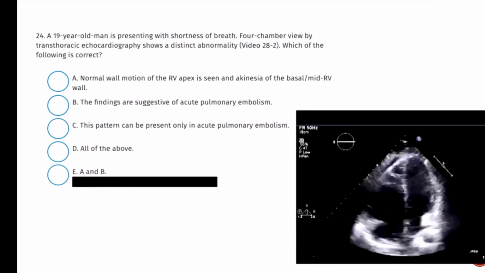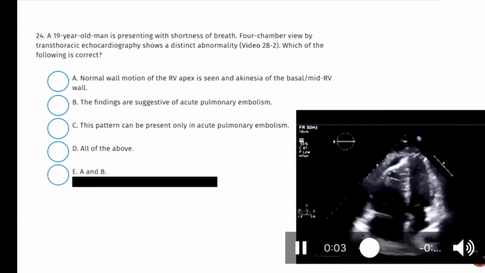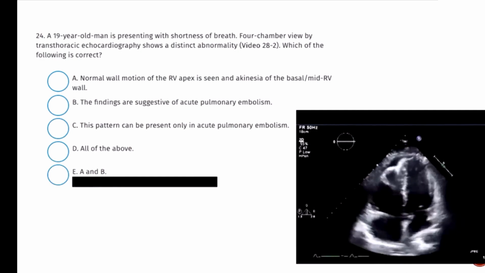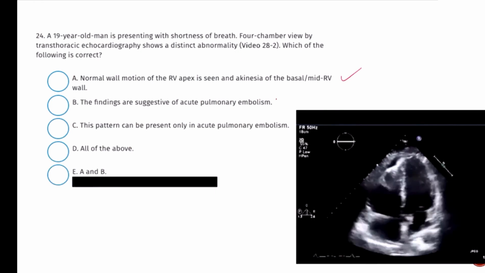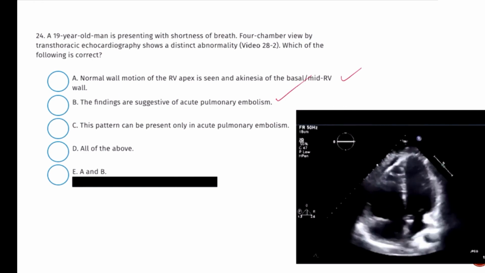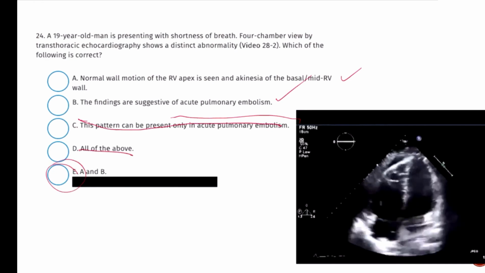Okay, a 24-year-old man is presenting with shortness of breath. A 4-chamber view by transthoracic echo shows a distinct abnormality in video 28.2. So what are we seeing here? Good, McConnell sign. Perfect. So what's the answer here? Normal wall motion of the RV apex is seen in akinesia of the basal mid RV wall. Good. Findings are suggestive of acute pulmonary embolism. Check. The pattern can only present in acute pulmonary embolism? No, anything that causes acute pulmonary hypertension can show this. And all of the above, obviously not. E. Perfect.